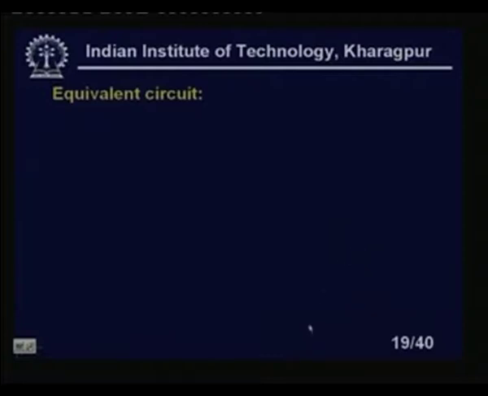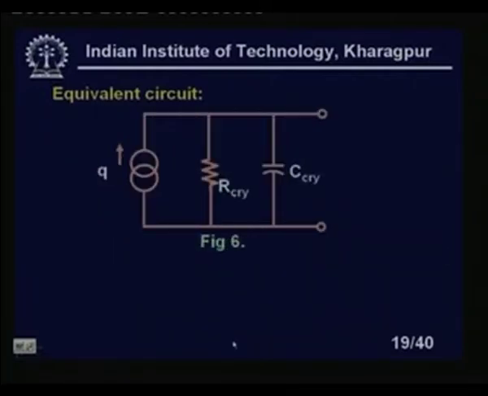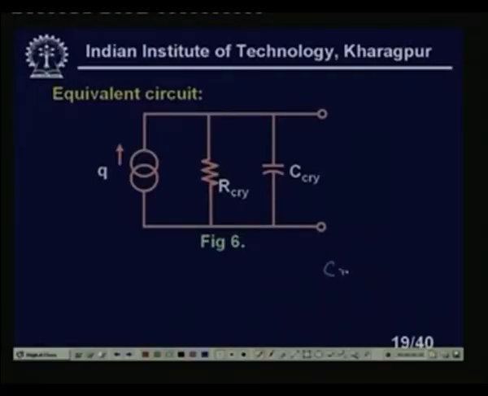Equivalent circuit of the piezoelectric crystal looks like this. So, we have a crystal. If I replace this piezoelectric crystal by a signal generator, the circuit will look like this. So, I have a signal generator, a charge source of Q, then we have the resistance R crystal in parallel with the capacitance C crystal. For crystal, we are taking the first 3 letters, C R Y, clear.